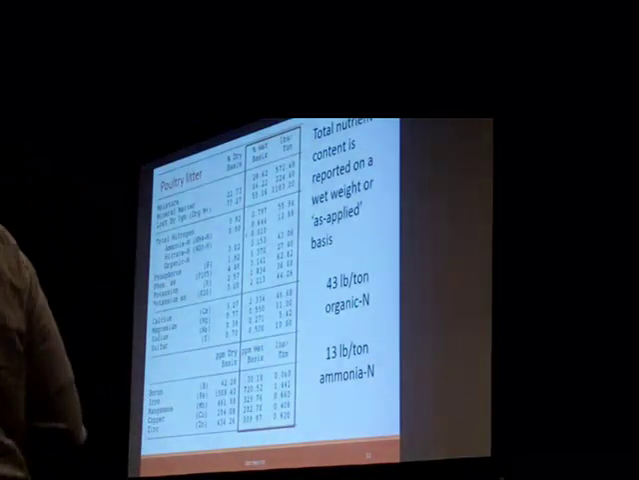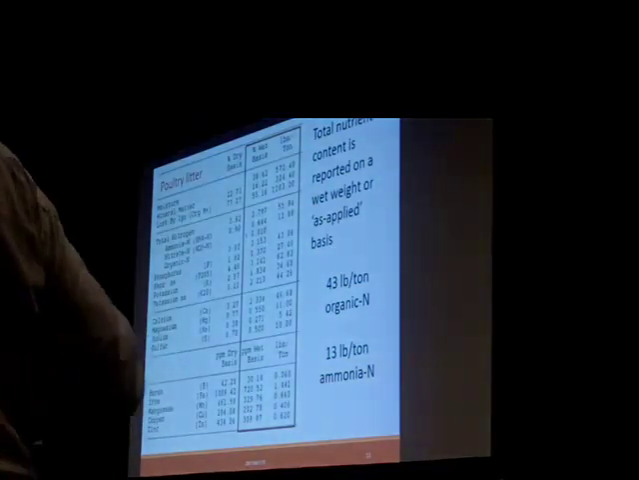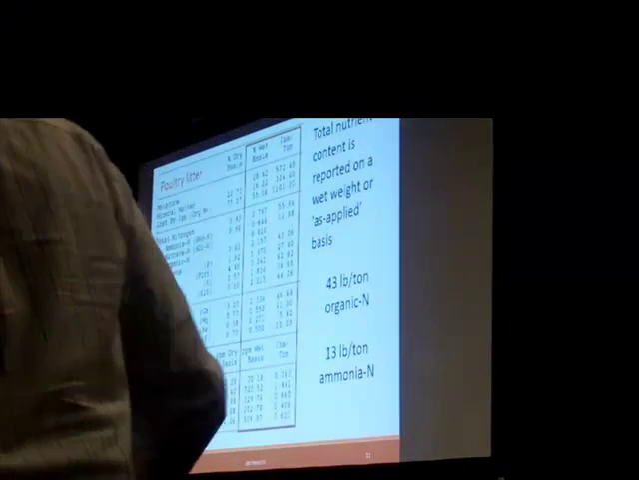Basically, there's about 40-something pounds of organic nitrogen per ton in this manure, and about 13 pounds of ammonia or ammonium nitrogen. The solid manures are going to be more organic nitrogen and less ammonium nitrogen, and this 1-to-3 or even a 1-to-4 ratio would be pretty common in poultry manures, depending on how the manure is handled. So it's important to recognize that total N and available N are not the same thing.